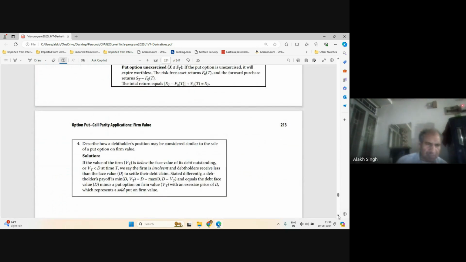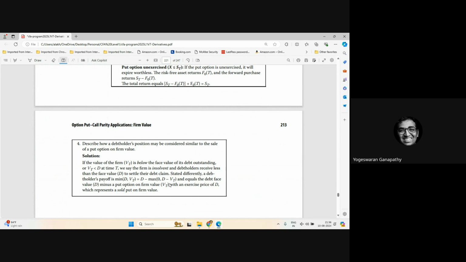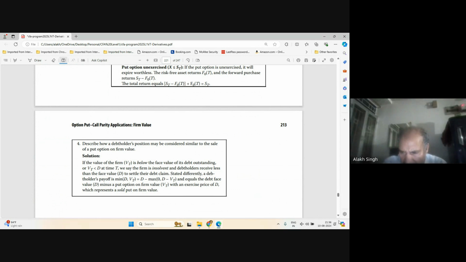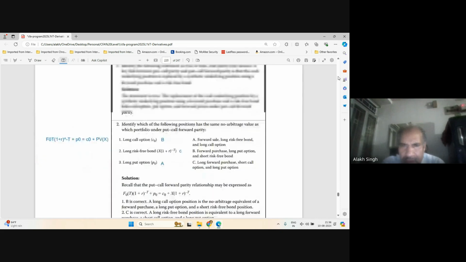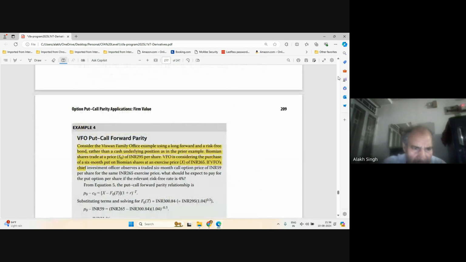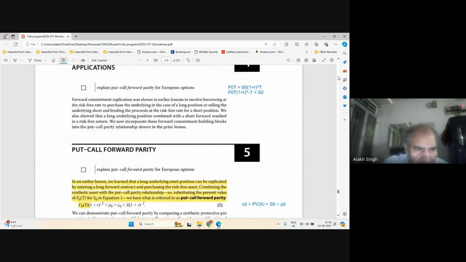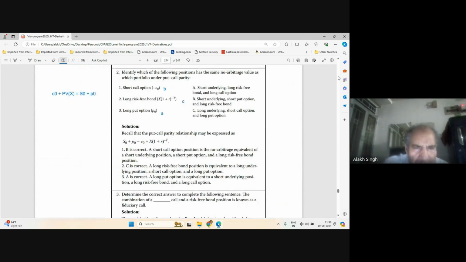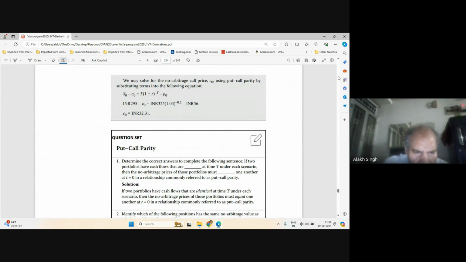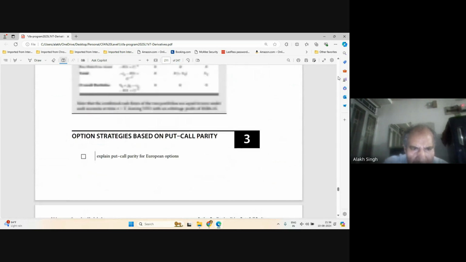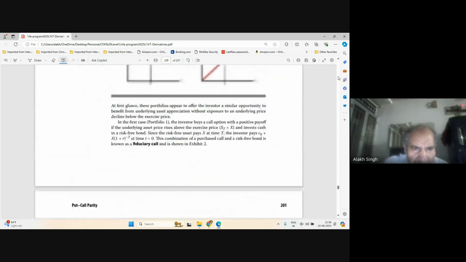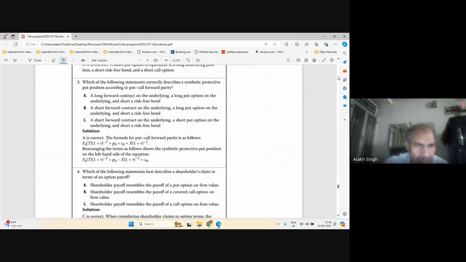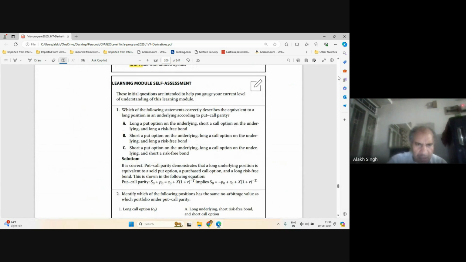Okay, and question number 4. Describe how a debt holder's position may be considered similar to the sale of a put option on firm value. No need to describe. Now let's go to the top one, which I had left, because you can write it. Put-call parity. We were not solving this. I had left it in the beginning, no? So we will answer these 4.